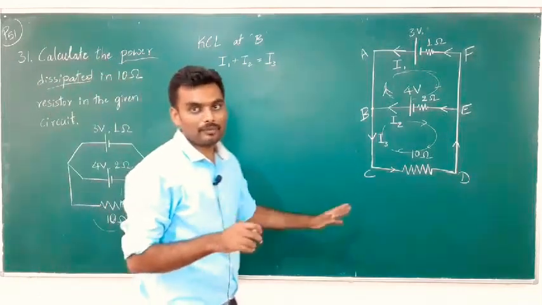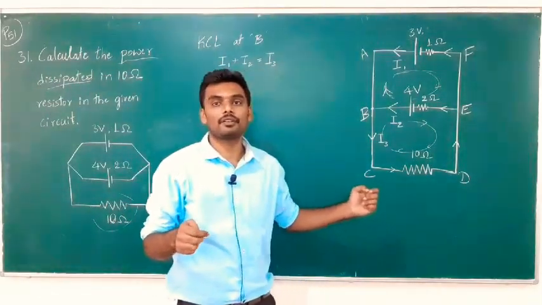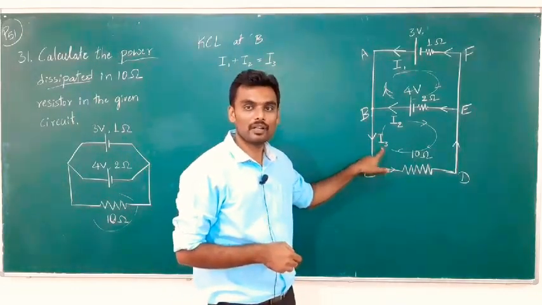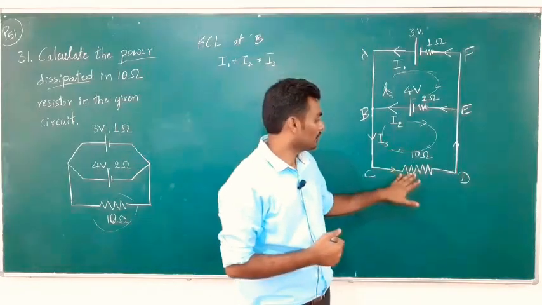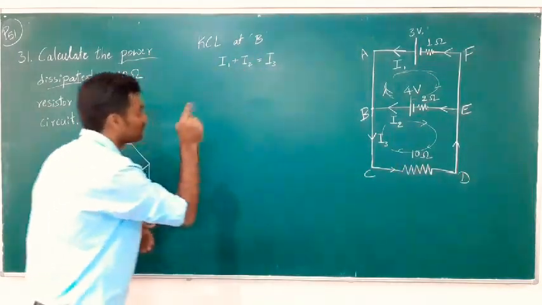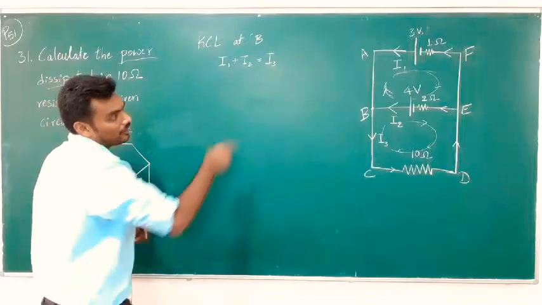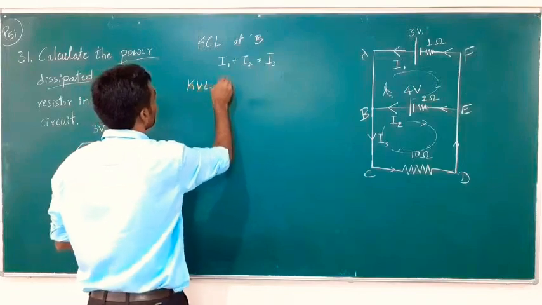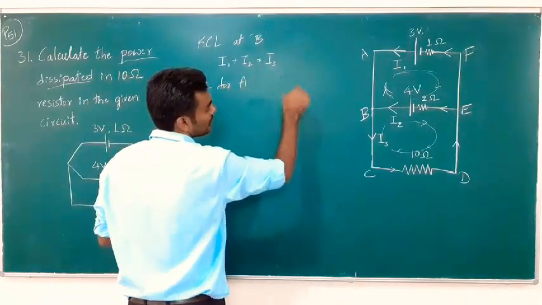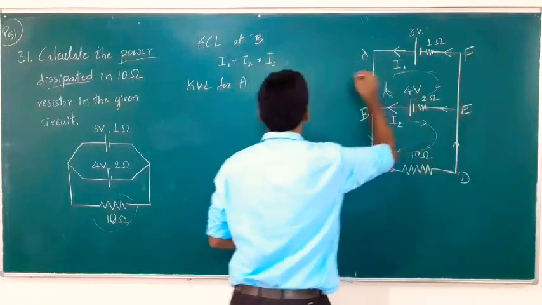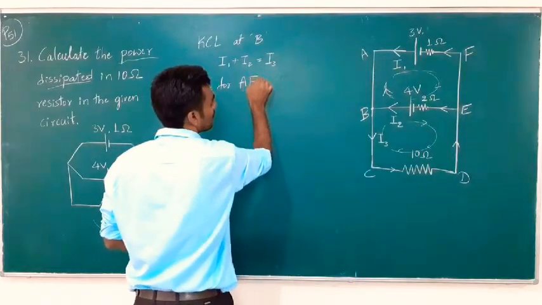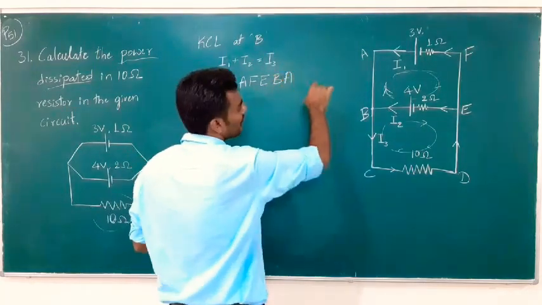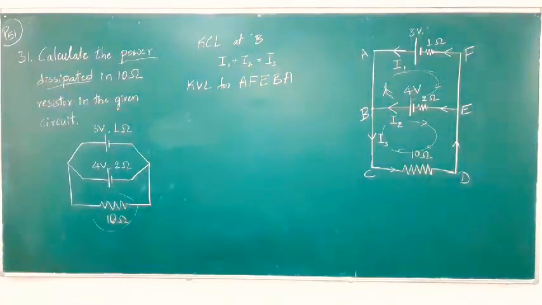And from the circuit, the information that I need to take out is I3, right? The value of I3 is what I need so that I get the power dissipation. So I'll be concentrating on I3. And now I'll apply KVL. Okay, KVL for the loop A. I'll start from here and take it like this. KVL for the loop A, F, E, B, A.